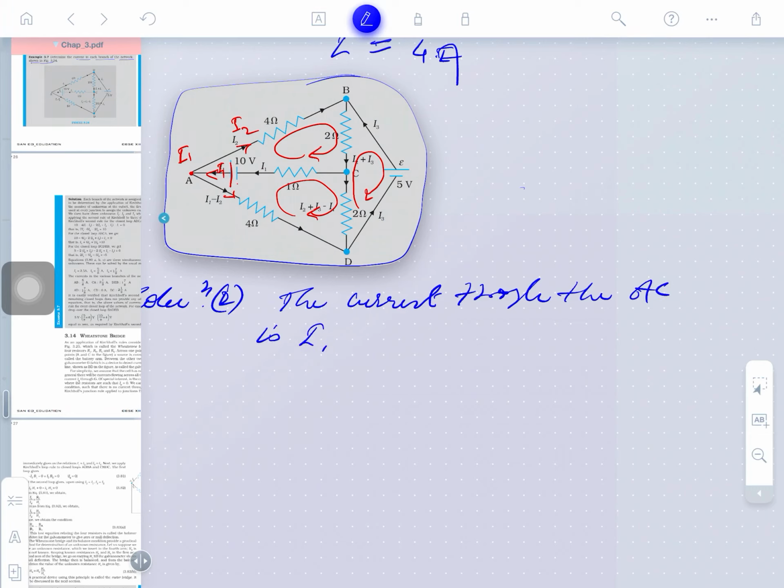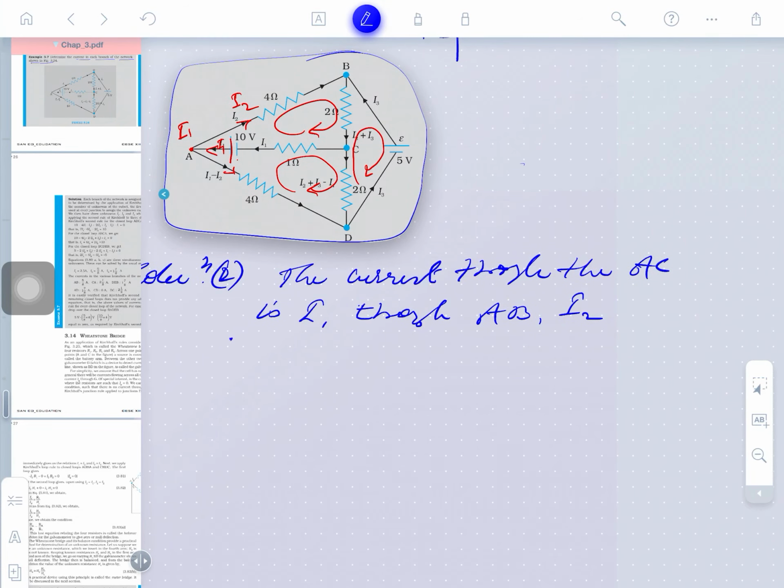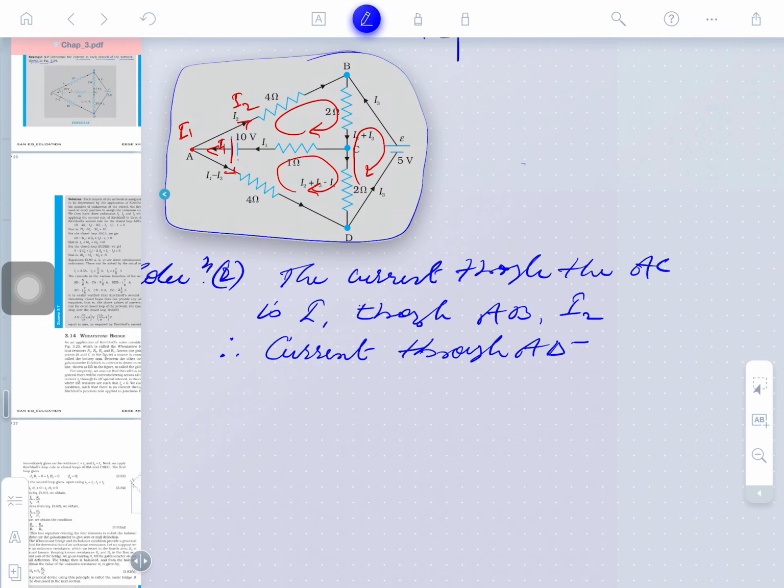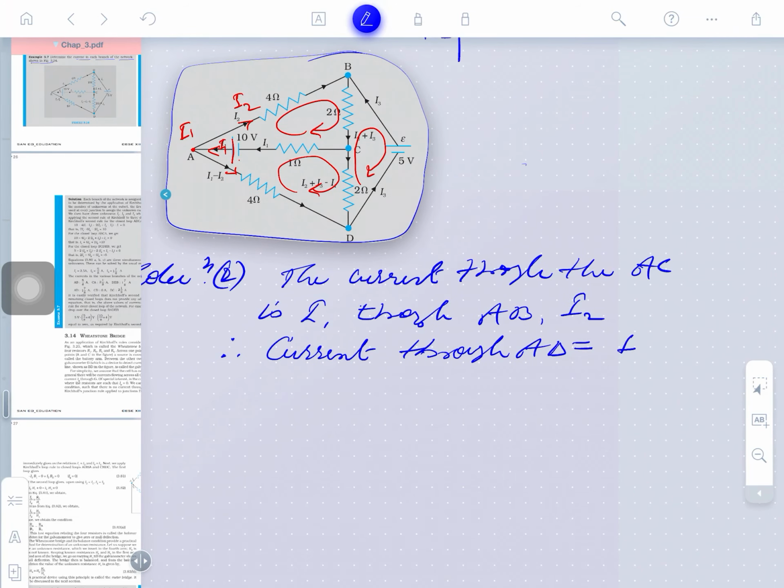AC is I1, and through BC and through AB is I2. Therefore, the current through the AD line, what will it be?